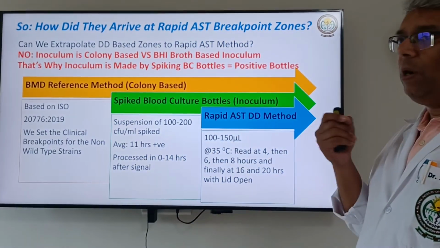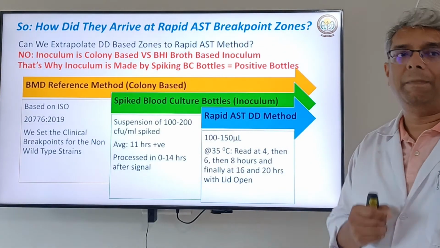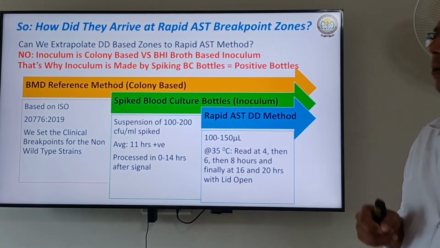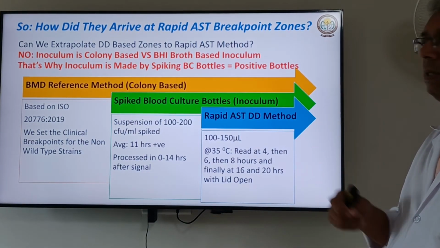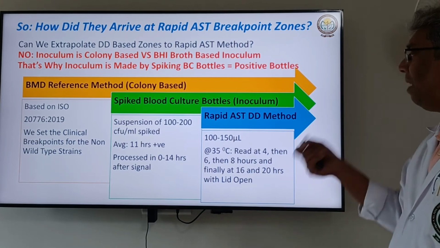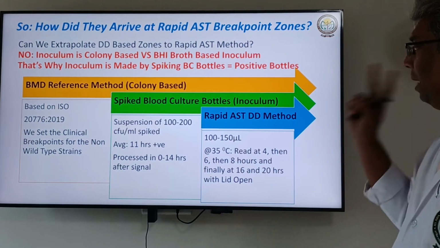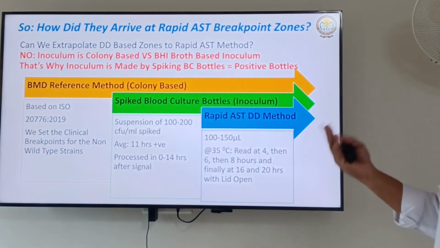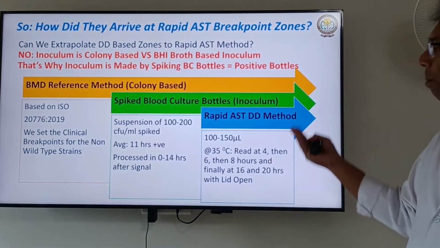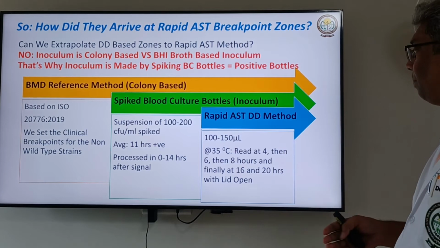For example, if you have a 24/7 lab and the blood culture comes positive, let us say at 3 AM, and the technician is sleeping over there and he wakes up around 6:30 or 7 o'clock, he sees that it has flashed positive at 3 AM. So there is an elapse of 4 hours. To take that into account, they have kept a range of 0 to 14 hours after the signal comes positive. That is a normal time when we are likely to process these bottles.